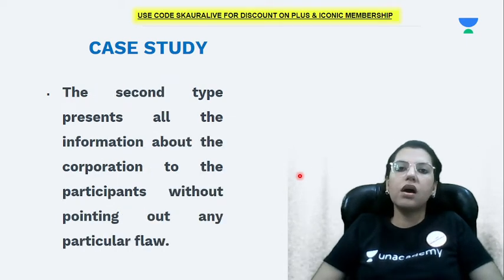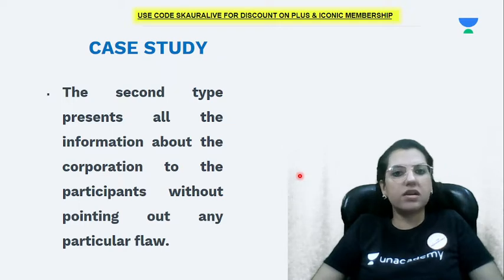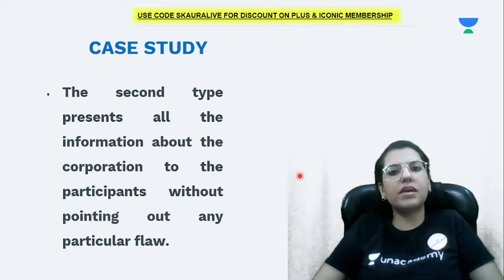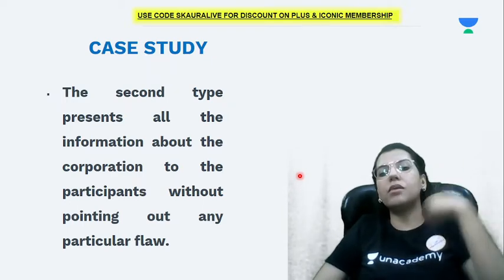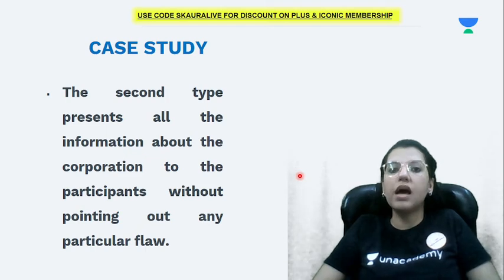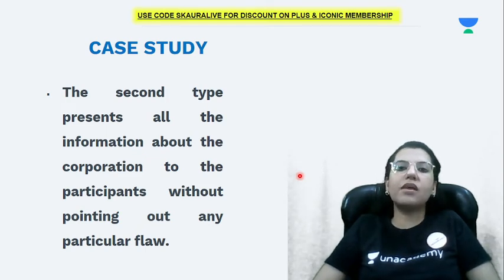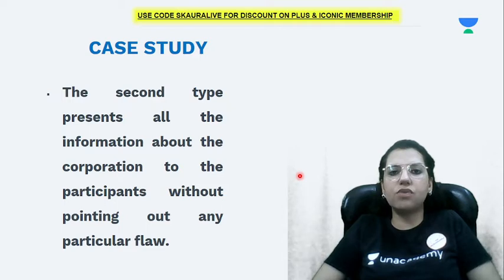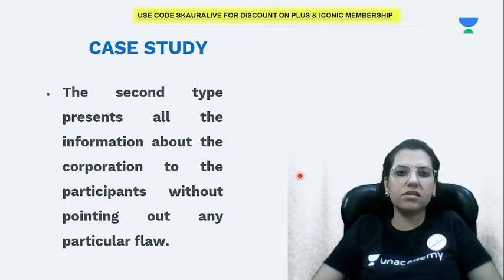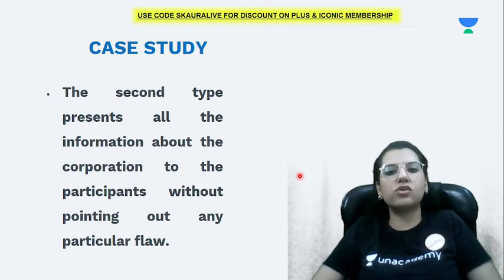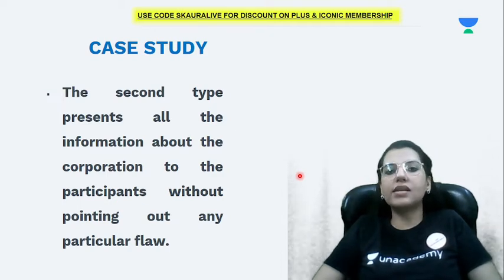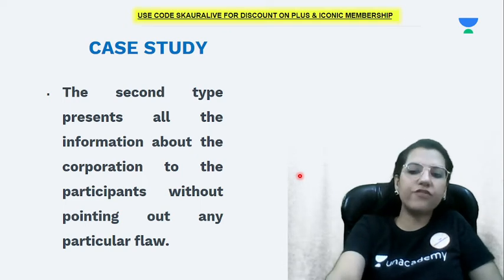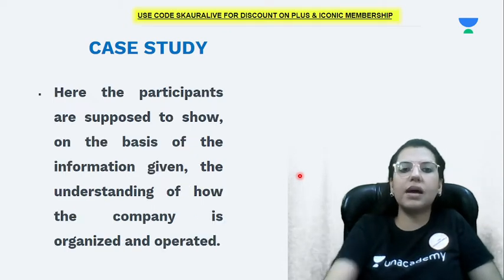Next, the second type. First, as I just shared with you, you'll be given a problem and asked to give a strategic judgment, some strategic solution. The second type presents all the information about the corporation, related to all the sectors, 3-4 sectors. You'll be given complete information about the organization, and it won't be pointing out some flaw or problem in the company.